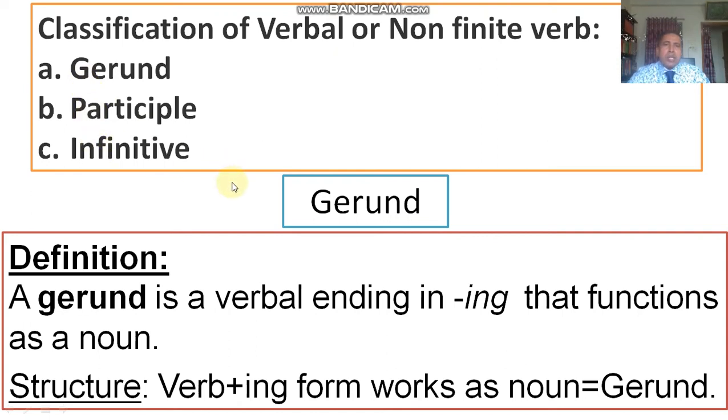So at first you should be clear what is gerund. A gerund is a verbal ending in ing that functions as a noun. That means a verb adding with ing works as noun, that is called gerund. Or you can also follow the structure: verb plus ing form works as noun is equal to gerund.